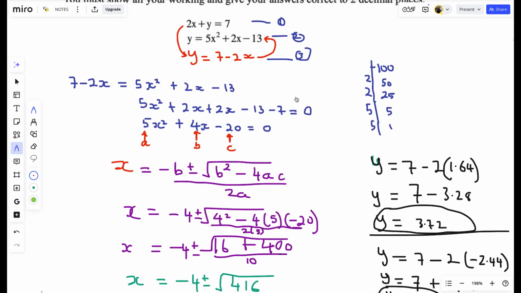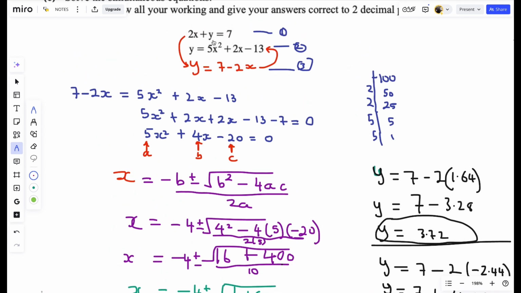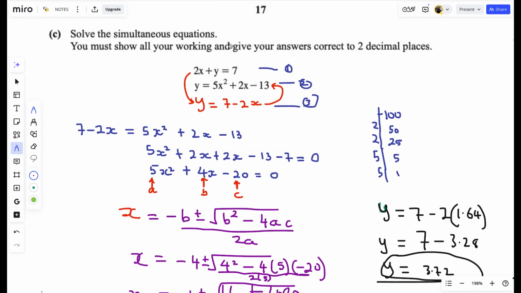Remember that. Okay, the first thing we do, you say 2x plus y equal to 7. That's the question. I call it equation 1. And equation 2 is y equal to 5x squared plus 2x minus 13. So you call it equation 2.